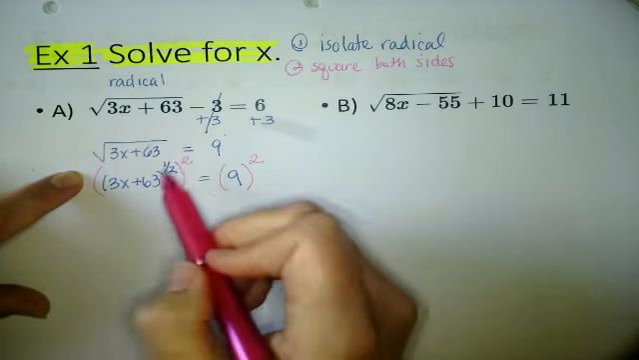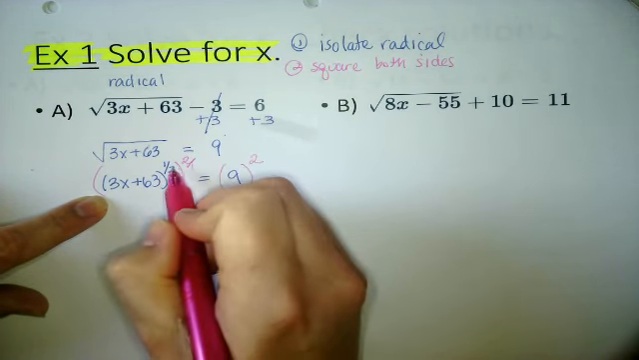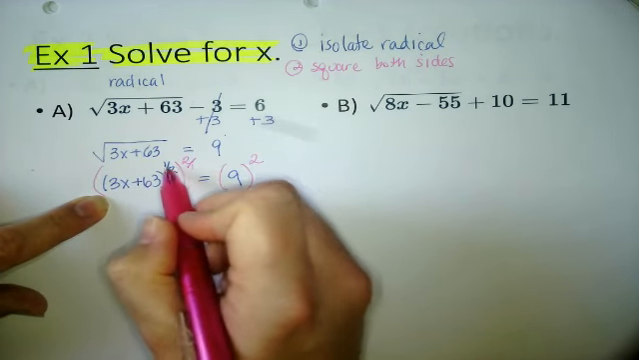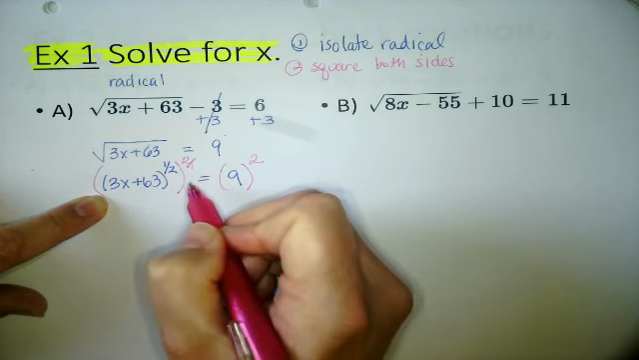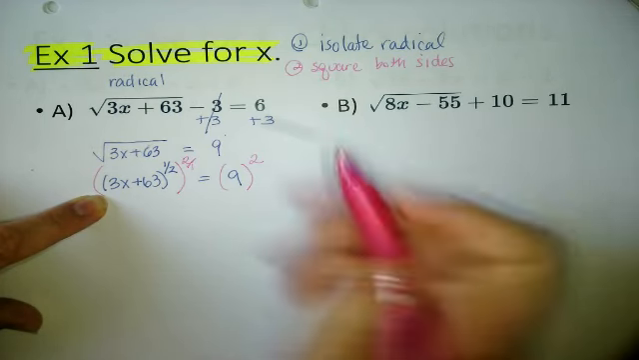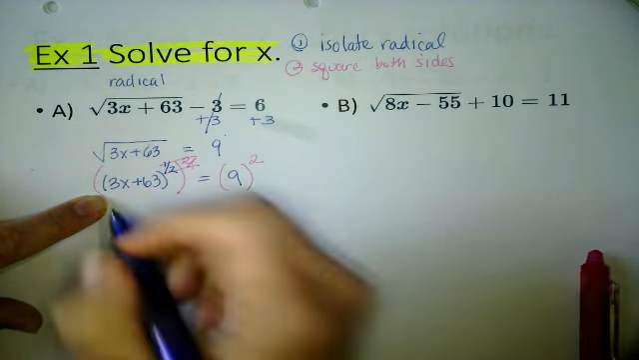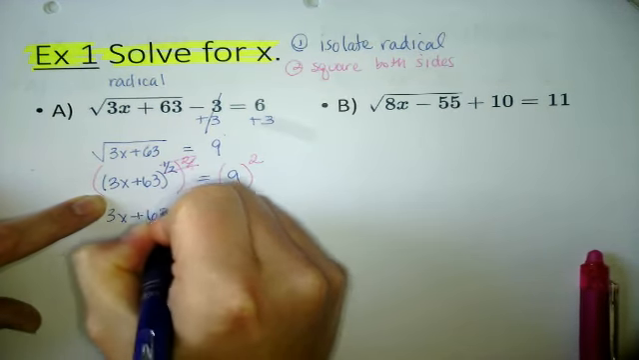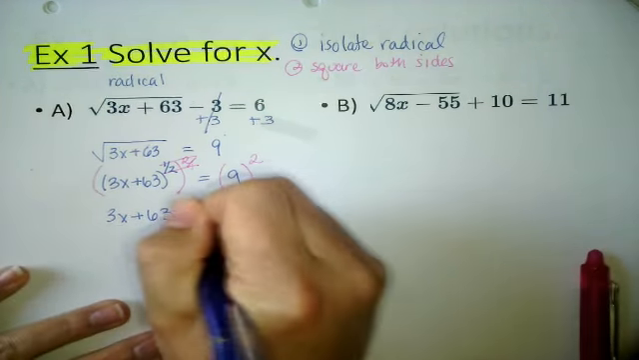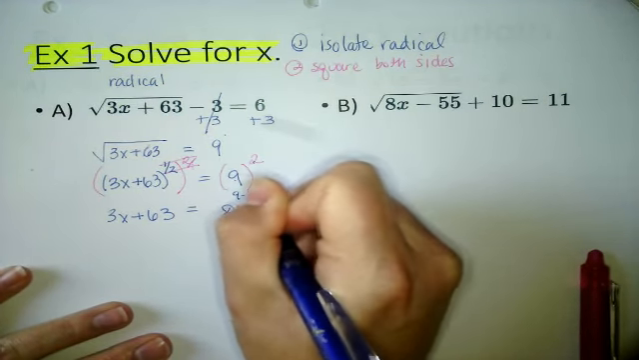By squaring both sides, we now have this power raised to a power form. And if we were to multiply those exponents together, which is what we were doing in the previous lesson, 1 times 2 is 2, and 2 times 1 is 2. So we would get 2 over 2, which reduces to 1, which means that exponent just sort of cancels each other out, leaving the 3x plus 63 all by itself. No more radical, all right? And then 9 squared, 9 times 9 is 81.